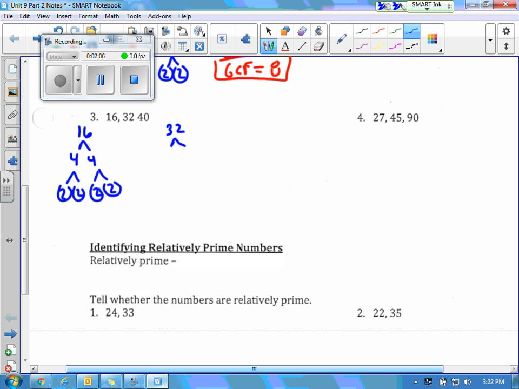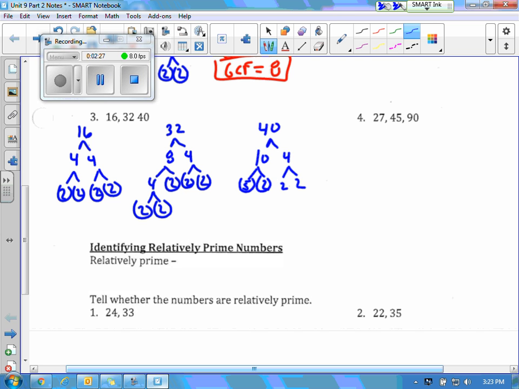32, I'm going to split into 8 and 4. And we'll work my way down from there. And then 40, I'm going to split into 10 and 4. And circle all my factors. Next step is then to write out the factors for each one. So for 16, I just have four 2s. For 32, I have five 2s. And for 40, I have three 2s and a 5.